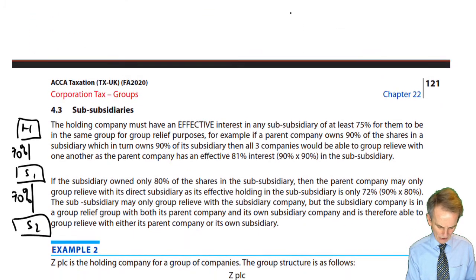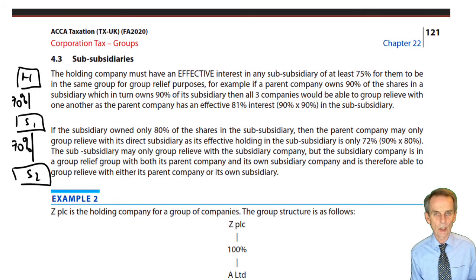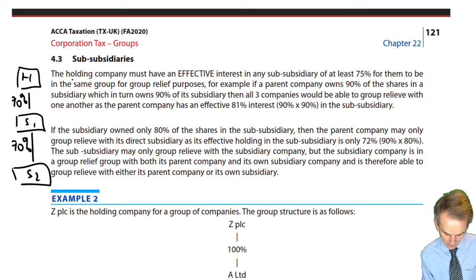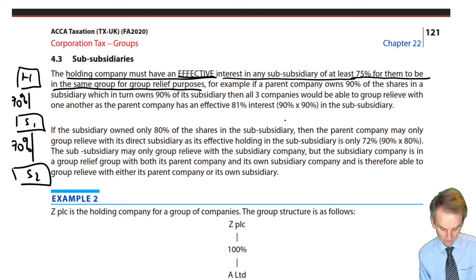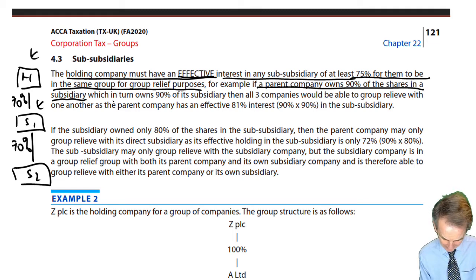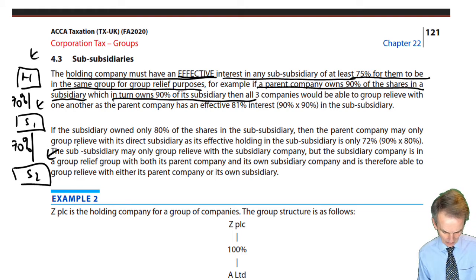Life gets more interesting where we have indirect or sub-subsidiaries here. Then the holding company must have an effective interest in any sub-subsidiary of at least 75% for them to be in the same group for group relief purposes. For example, if a parent company owns 90% of the shares in a subsidiary, S1, and S1, in turn, owns 90% of its subsidiary, S2.